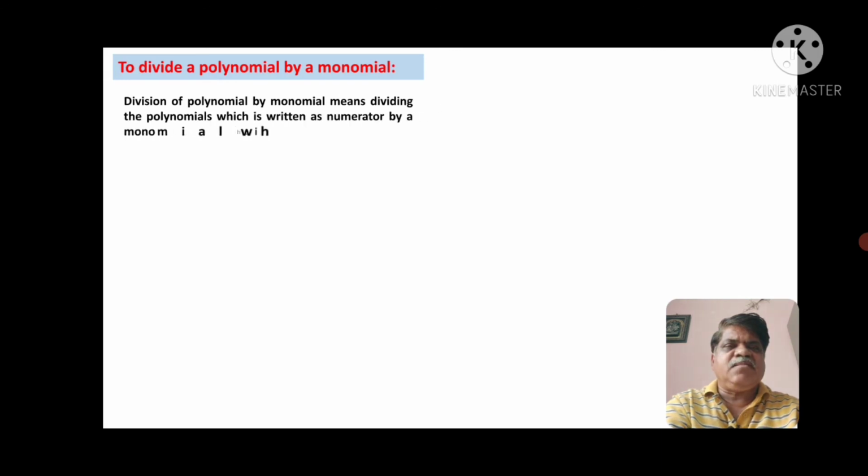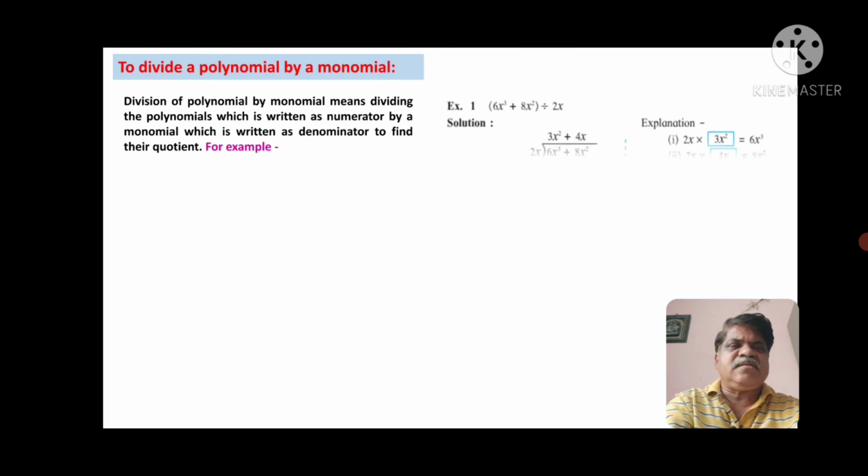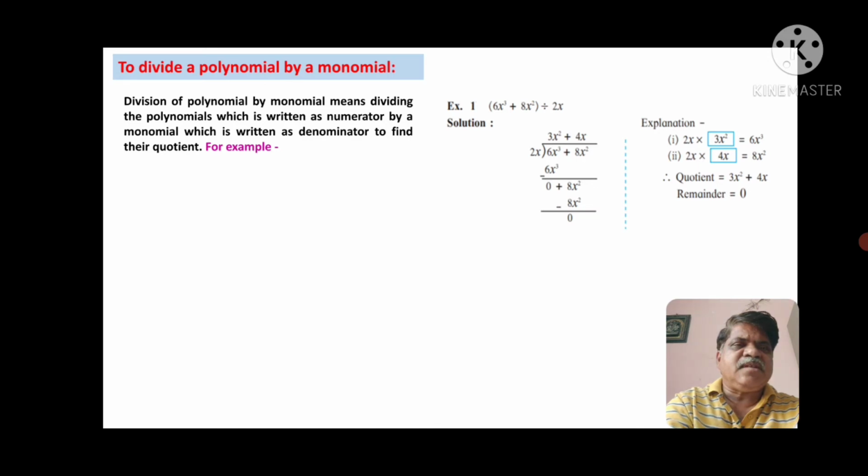To divide a polynomial by a monomial. Division of a polynomial by a monomial means dividing the polynomial, which is written as a numerator, by a monomial, which is written as a denominator, to find the quotient. For example, let us consider 6x cube plus 8x square divided by 2x. You can see in the adjoining solution 6x cube plus 8x square divided by 2x.